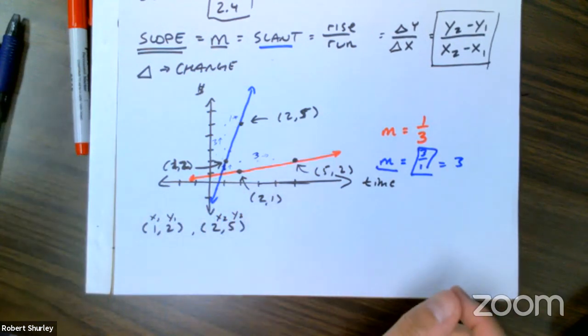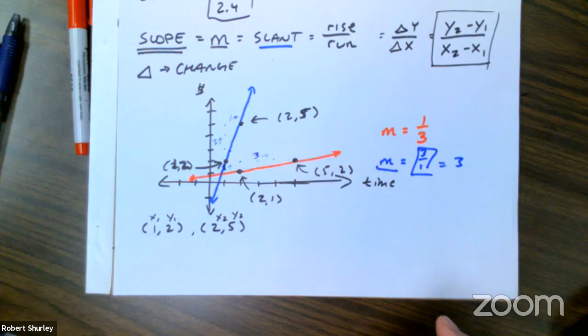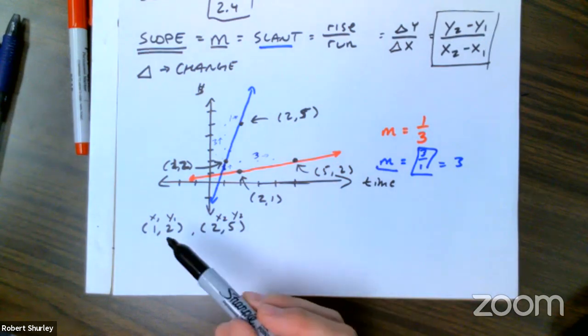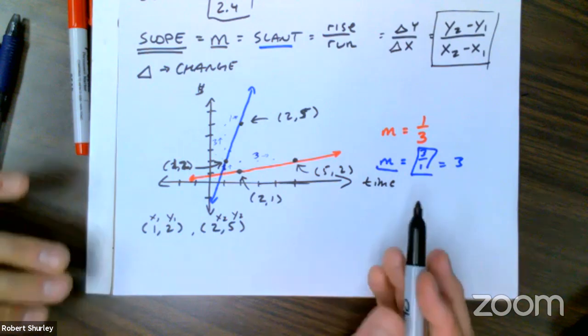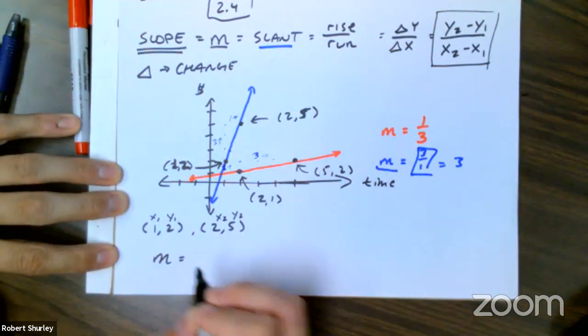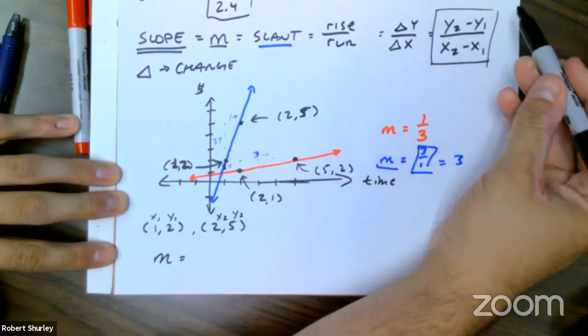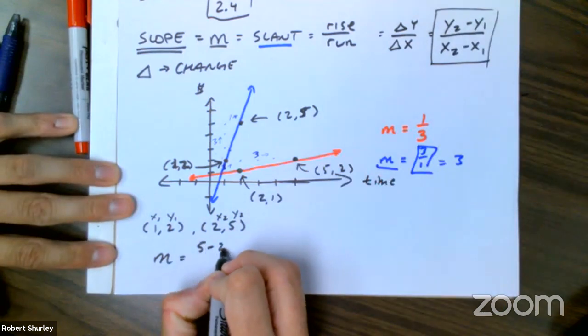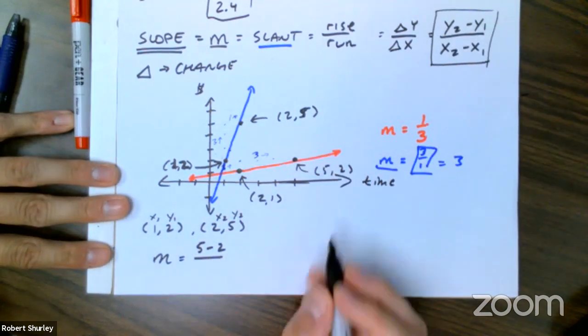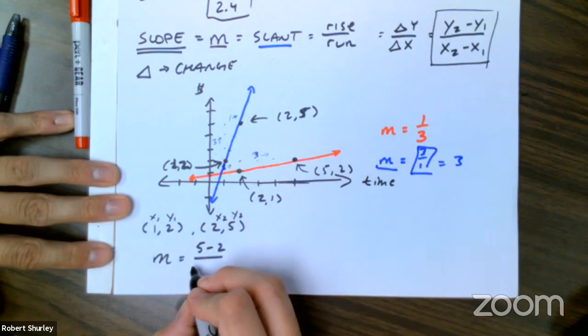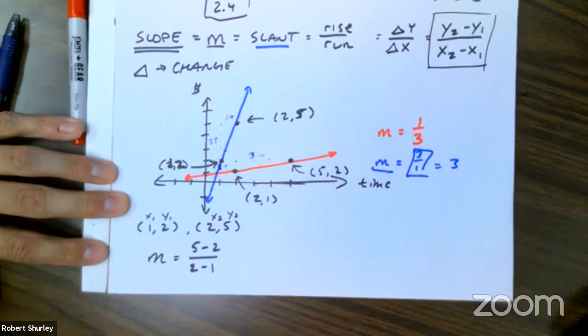You've got to determine what's your first or second coordinate. It does not matter which coordinate is first or second. It comes out in the wash with the fraction. So your slope winds up being, now the equation here, y2 minus y1, so 5 minus 2, over x2 minus x1, so 2 minus 1.